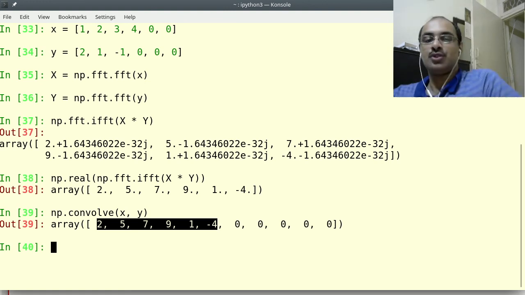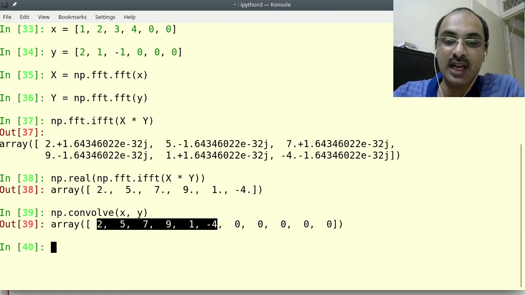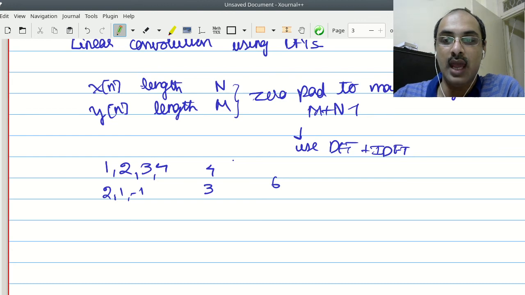So this is what I wanted to say. You can look at more properties in the textbook, and make sure that you familiarize yourself with this. Also note the connection between the DFT and the DTFT for easily identifying these properties.